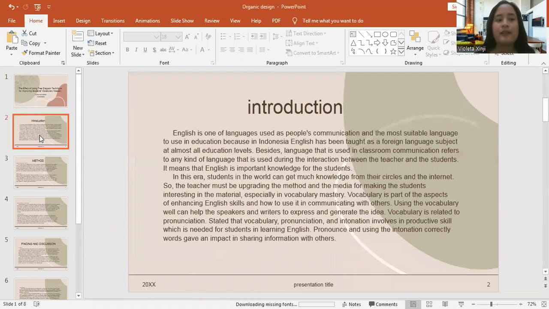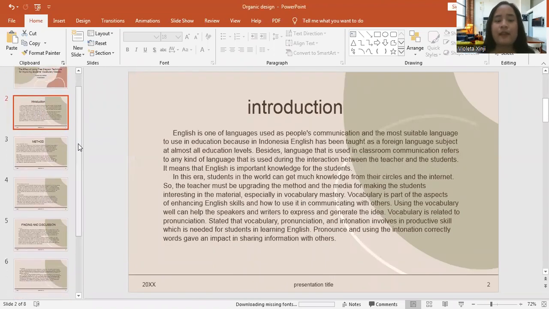First is introduction. English is one of the languages used as people's communication and the most suitable language to use in education because in Indonesia, English has been taught as a foreign language subject at almost all education levels. Besides, language that is used in classroom communication refers to any kind of language that is used during the interaction between the teacher and the students. It means that English is important knowledge for the student.